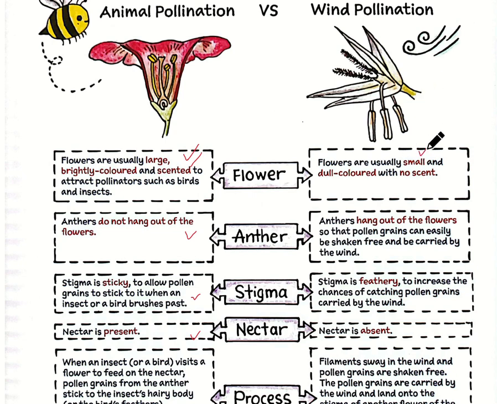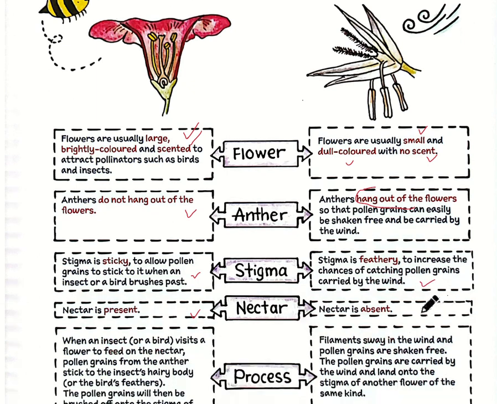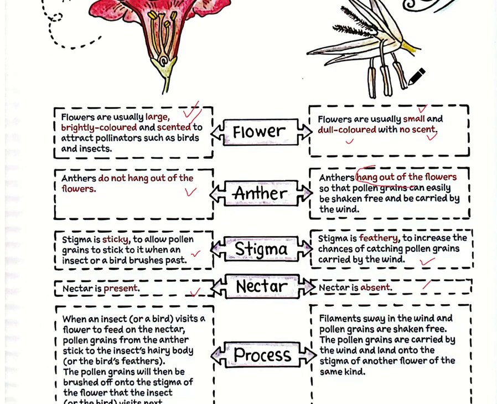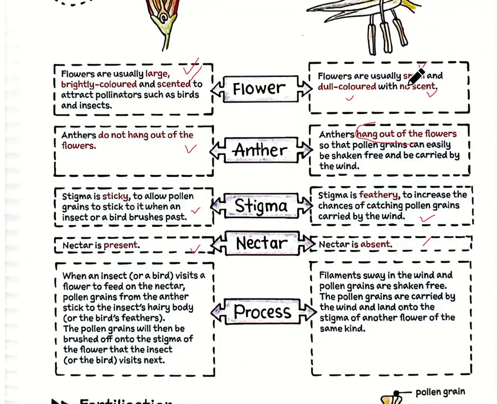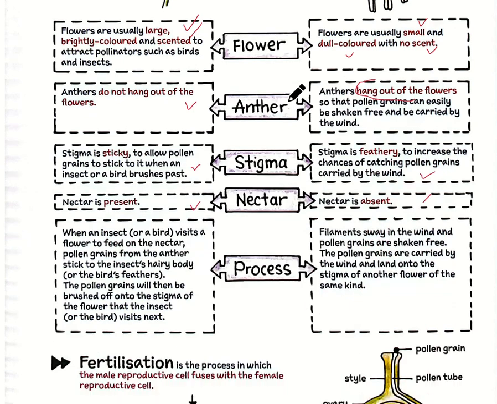For wind pollination, flowers are usually small, dull in color, and have no scent, and the anther hangs out of the flower so that when the wind blows, the pollen grain can be carried away easily. The stigma is feathery to increase the chance of catching pollen grain carried by the wind. Nectar is absent because it's pollinated by wind, not by insects. Okay, so these 2 differences you need to know.